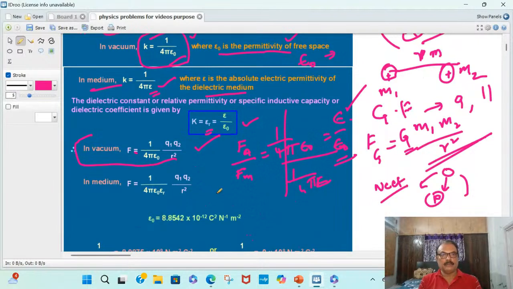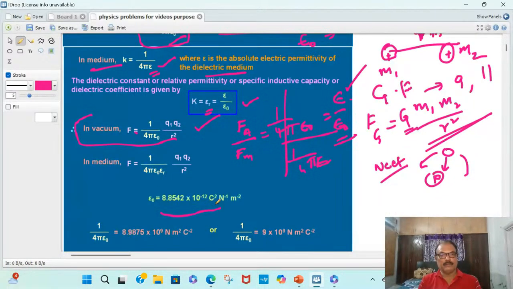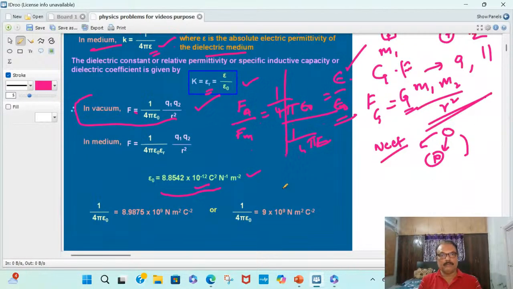The value of epsilon for free space is calculated as 8.85 into 10 to the power of minus 12, which you can remember simply. Gravitational constant is how much? 6.67 into 10 to the power of minus 11. That is what you studied in your lower classes. This can be calculated by using this, right? So when you calculate, you will get this much.